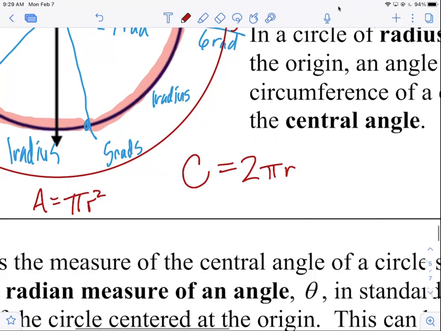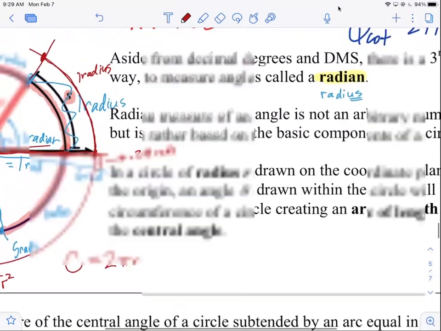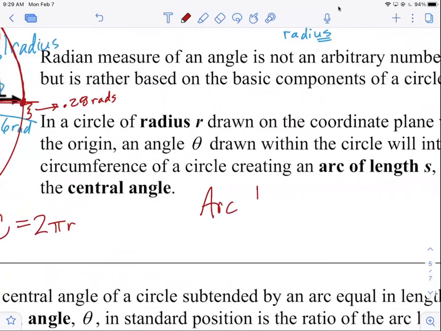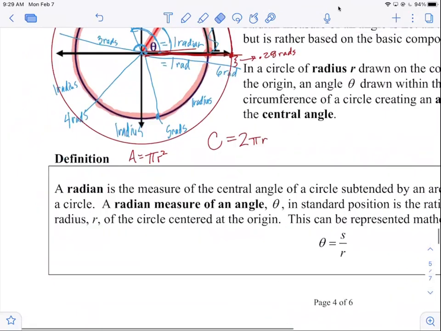Now, let's define what an arc length is, okay? Well, let's not even define an arc length. I want that to be a consequence of how we define it. Let's come down here, and before we get back to the circumference, let's define exactly what a radian is. It's in a box. We kind of understand what a radian is, right? It's an angle measure that's related to the radius.